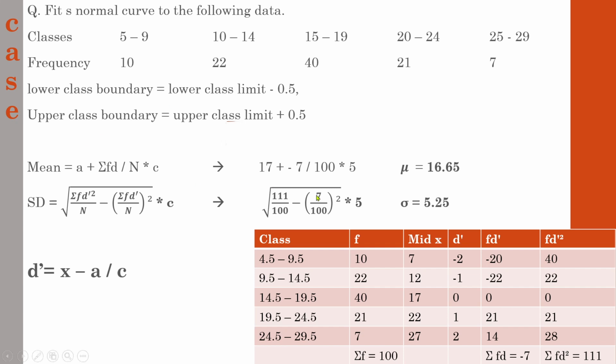It is minus 7, and you put the minus 7 here because sigma fd is minus 7, but after solving the brackets, that is minus 7 divided by 100 raised to square, you will get a positive value, so it doesn't matter, into 5. By solving that, you will get standard deviation 5.25. So we have got the mean and standard deviation. This is the first step which we have to follow with regard to fitting a normal distribution curve.